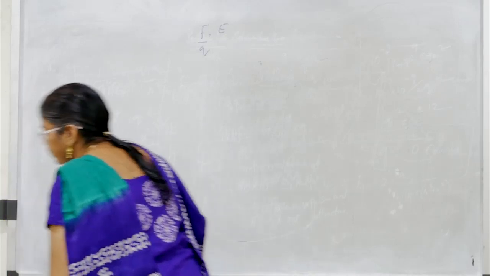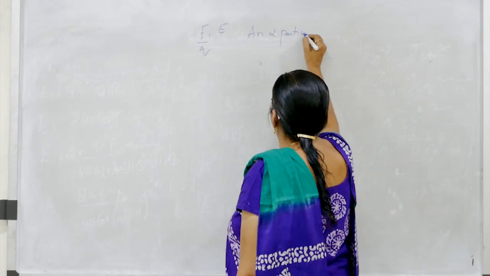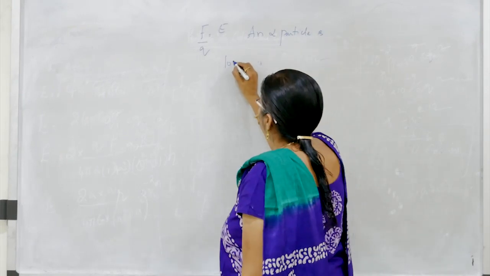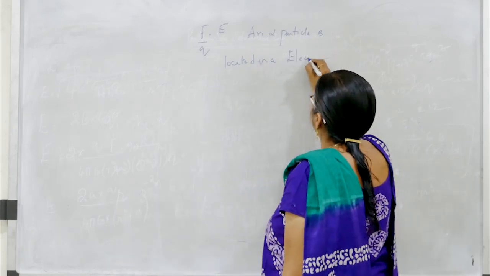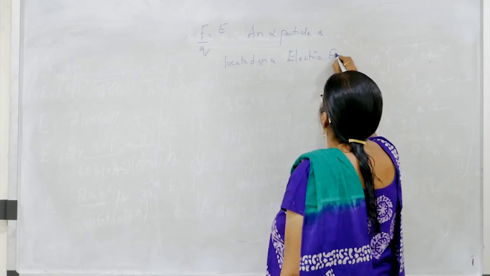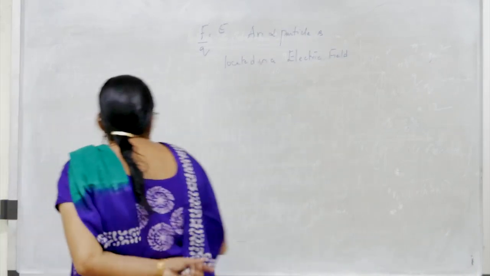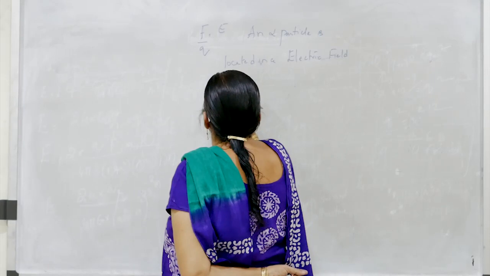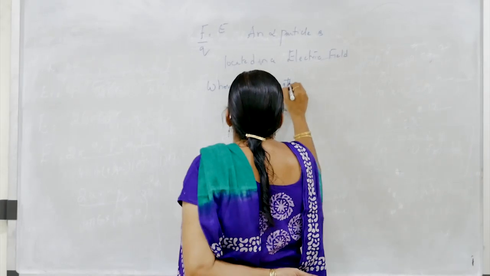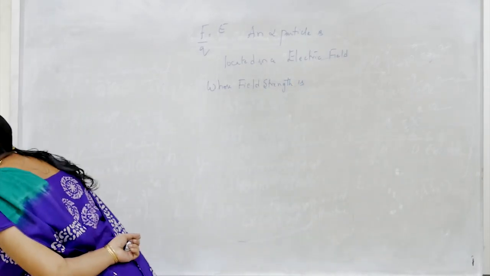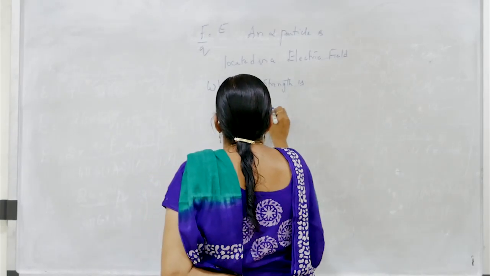The problem is: an alpha particle is located in an electric field whose field strength is 3 into 10 power 4 Newton per Coulomb.